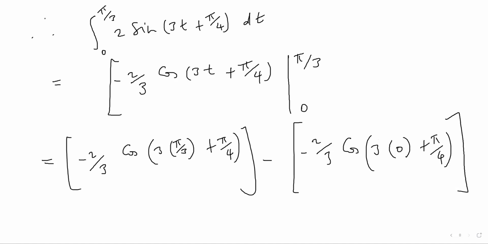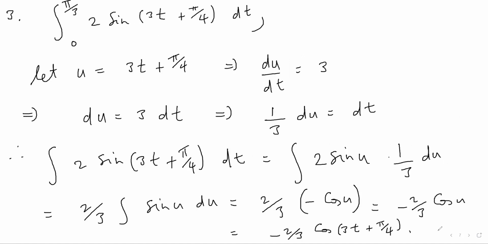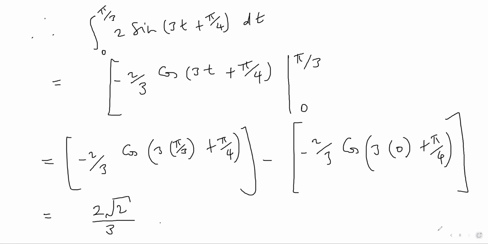When you work it out using a calculator, you get the following. Sorry, I touched the wrong thing, let me just go back. This is equal to 2 multiplied by the square root of 2 divided by 3. That is the answer we get when we evaluate this particular integral. So now, guys, I'm sure you can see how the substitution rule works. You've got the hang of it.